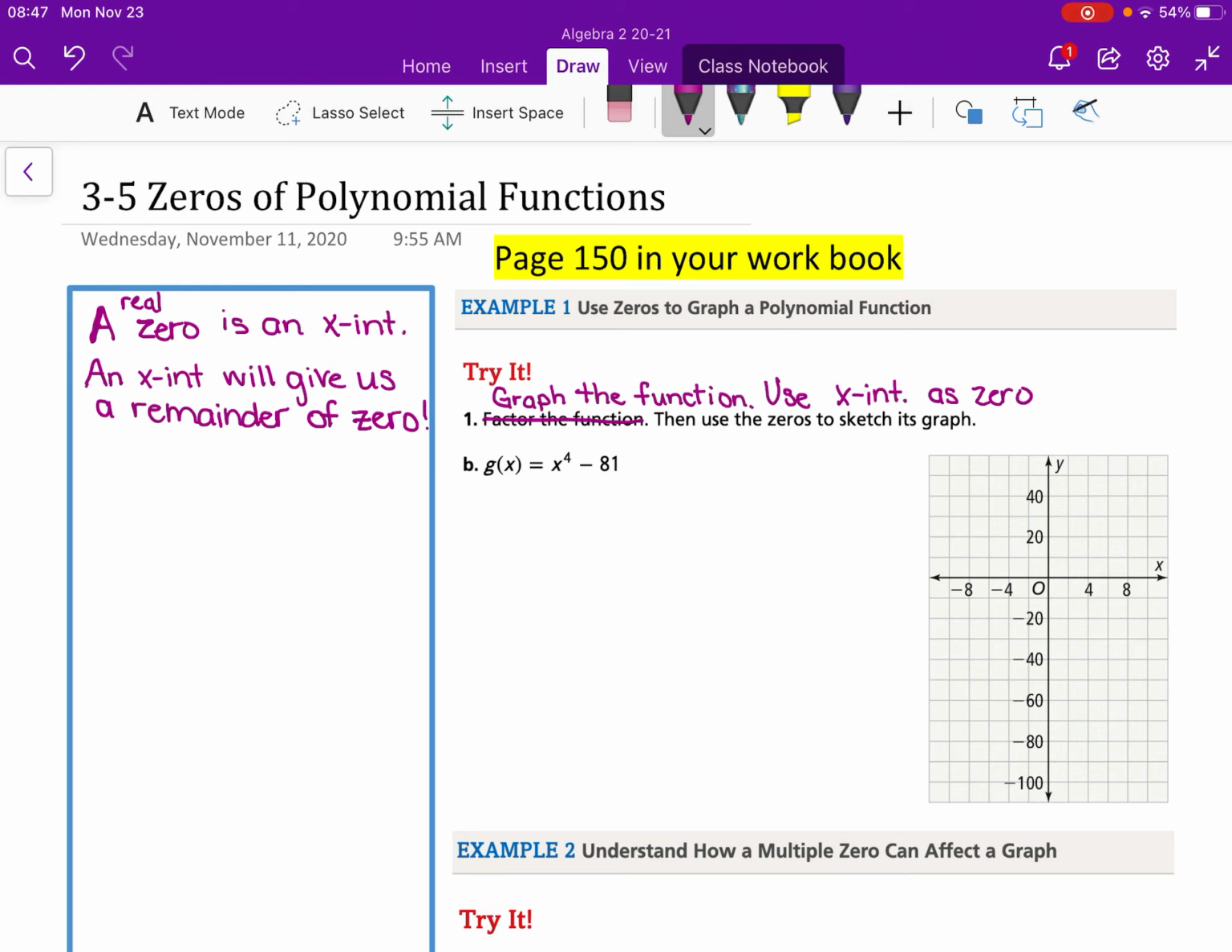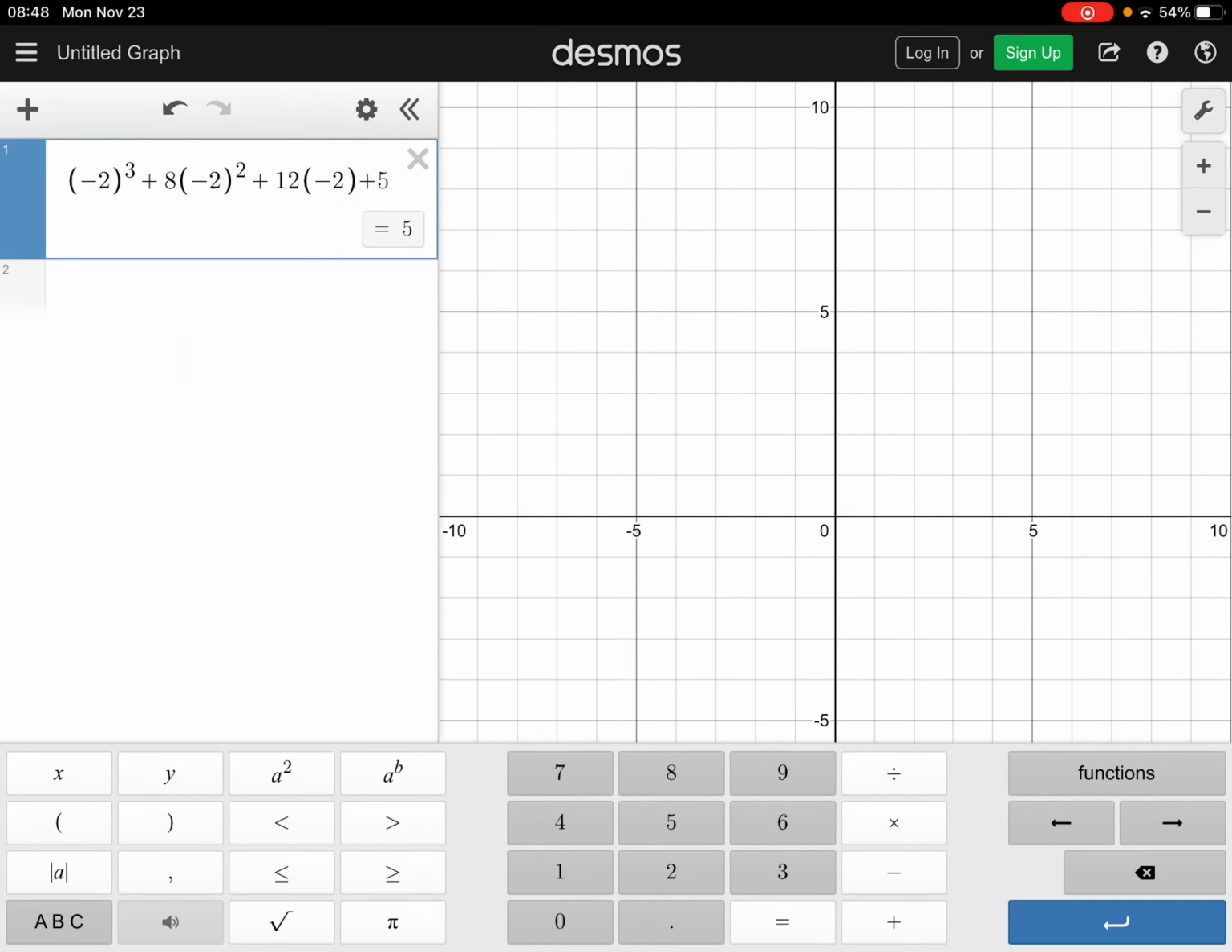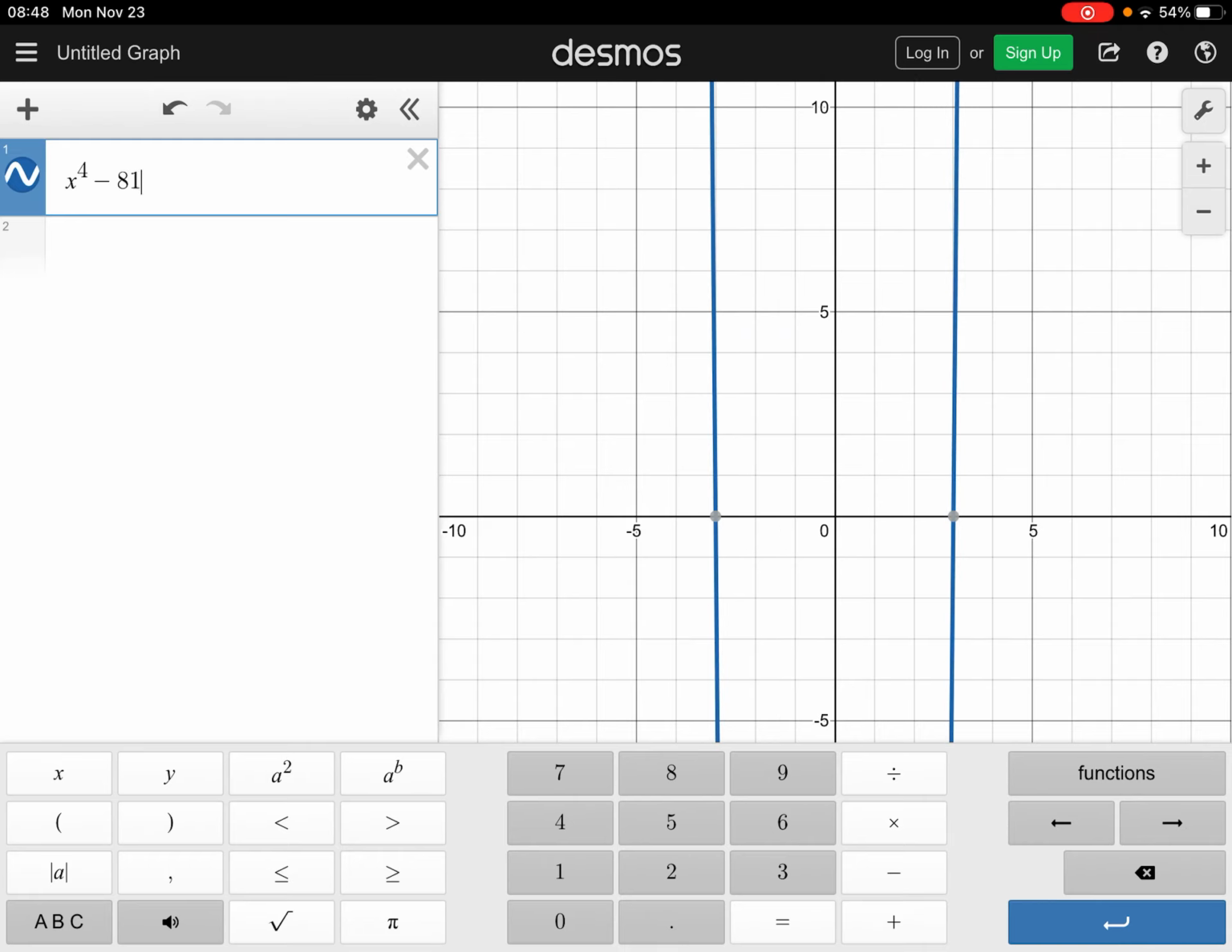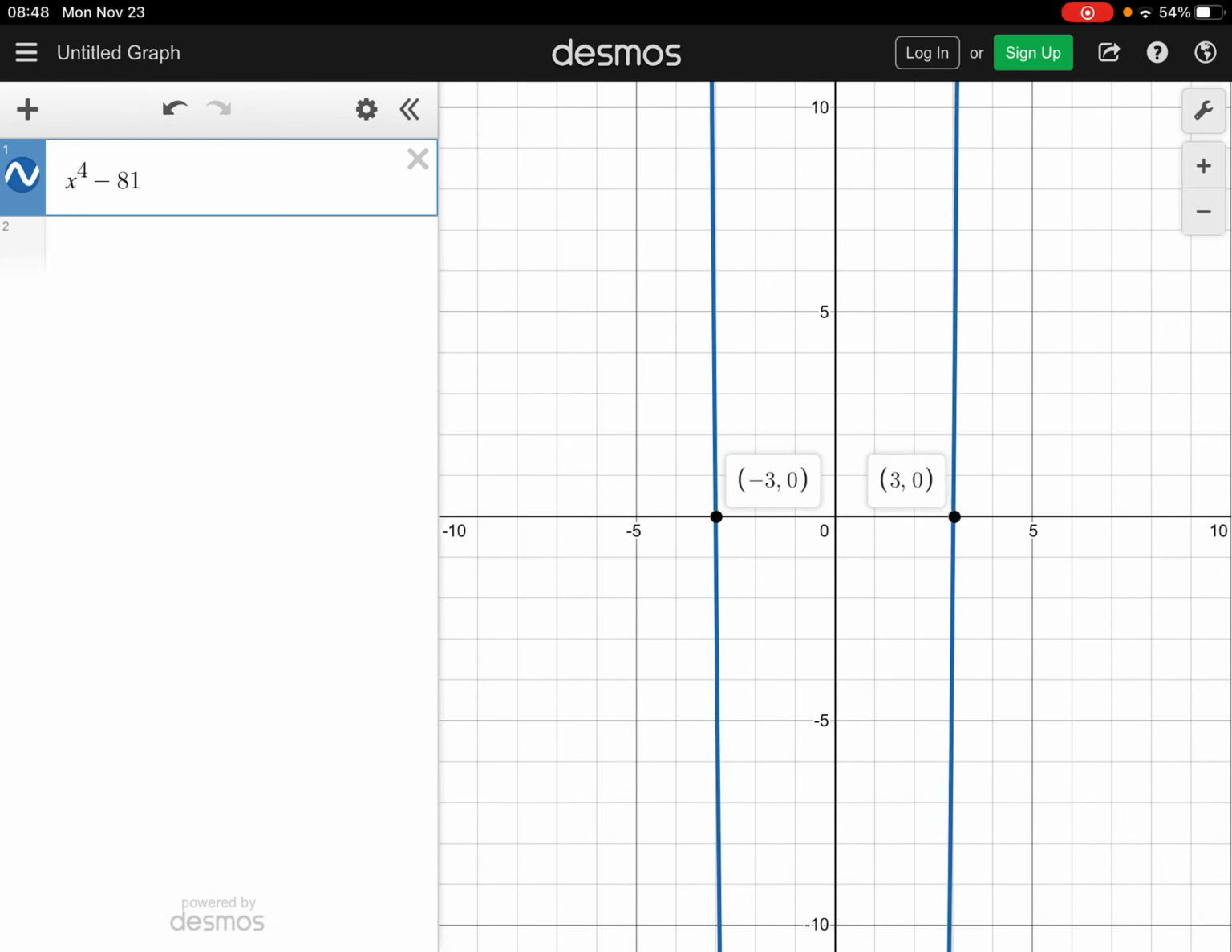So our first example actually says to factor, but we skipped our little factoring section. So if you know how to factor, go right ahead. I'm going to suggest instead that we graph the function. I think most of us would prefer to graph anyway because Desmos makes it real easy. And I want to know, where does it cross the x-axis? That's called an x-intercept. And that is at -3 and 3.